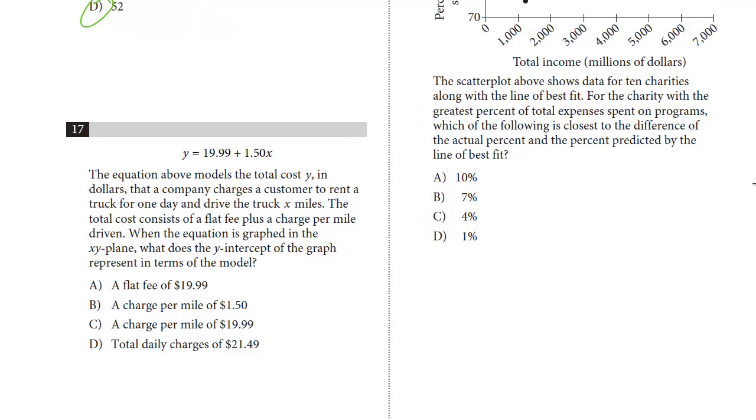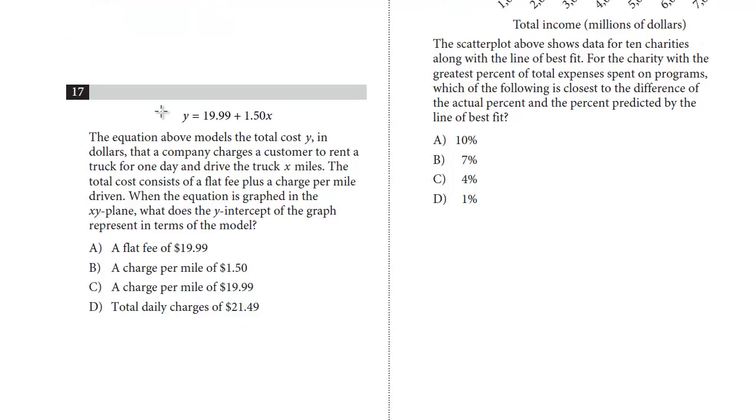All right, let's take a look at question 17. We have this equation. It models the total cost y in dollars that a company charges to rent a truck for 1 day and drive x miles. The total cost consists of a flat fee plus a charge per mile driven. When the equation is graphed in the xy-plane, what does the y-intercept of the graph represent in terms of the model?